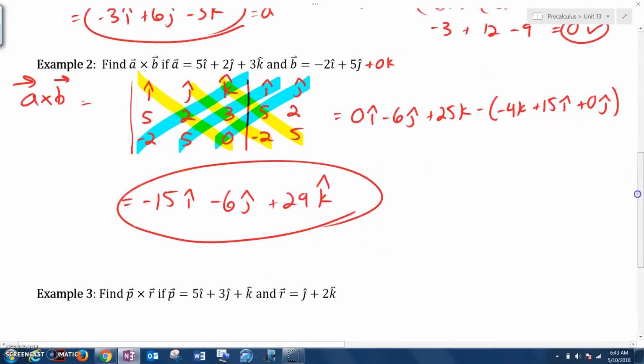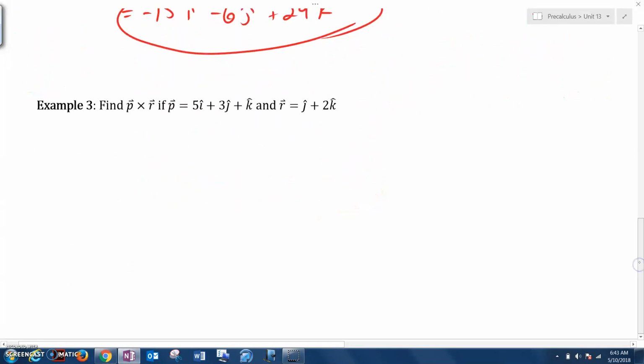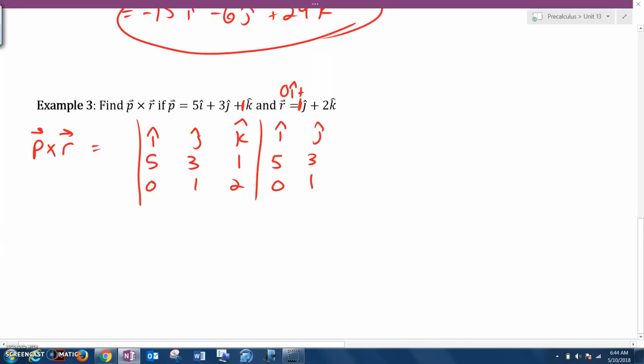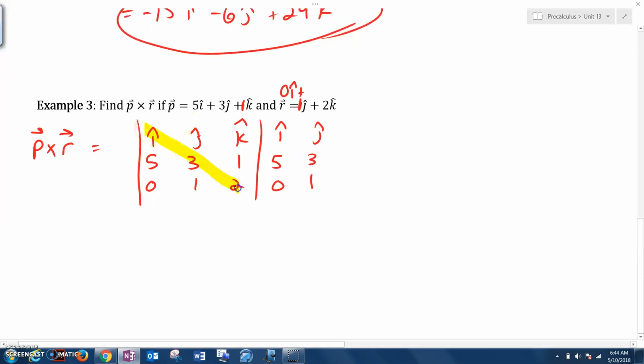Okay. Next one is the last one. Why don't you guys pause and try it on your own. See if you can do it. Notice how this one's missing an i, so I'm going to say it's 0i plus 1j and plus 1k. Remember, when there's no number there, but the k is there, it's a 1. So p cross r is equal to i, j, k, 5, 3, 1, and 0, 1, 2. Taking the determinant of that, which means we have to expand the first two columns. Okay. Now I do my downs minus my ups.